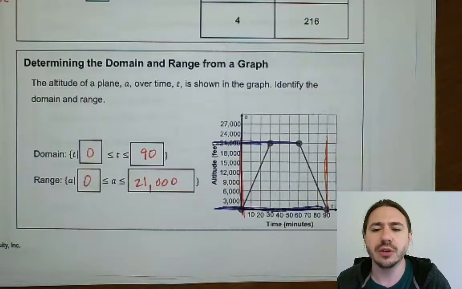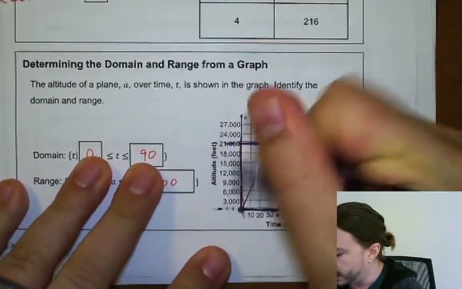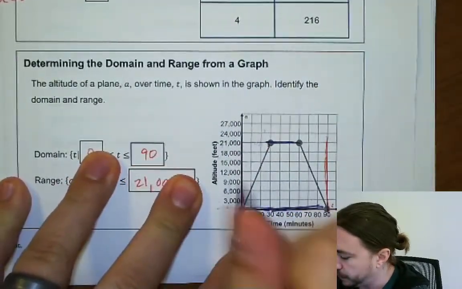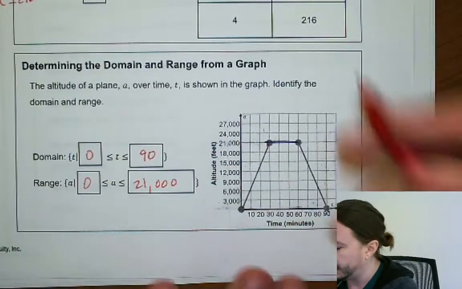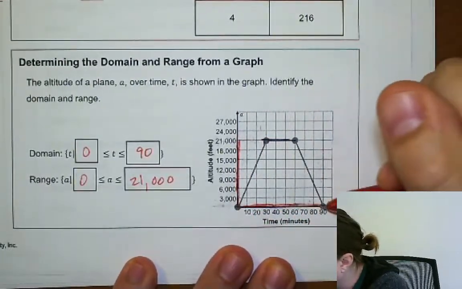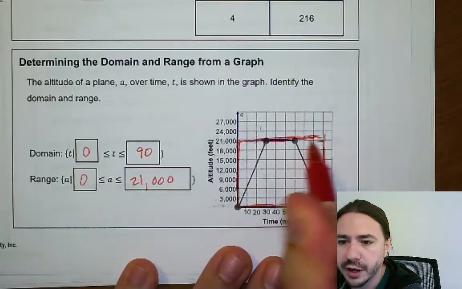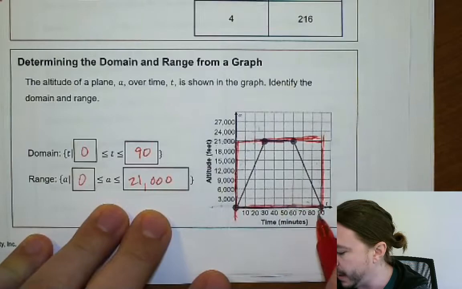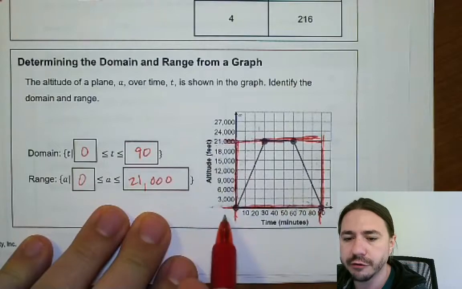One strategy that you can use if you're having trouble determining the domain and range is to draw a rectangle around your graph so that the edges of the graph determine the size of the rectangle. If I draw a box around this graph like this, sometimes doing that can help you determine the domain and range. The graph is completely enclosed in this box, and you can see that the minimum and maximum for my independent go from 0 to 90. The dependent minimum and maximum go from 0 to 21,000.